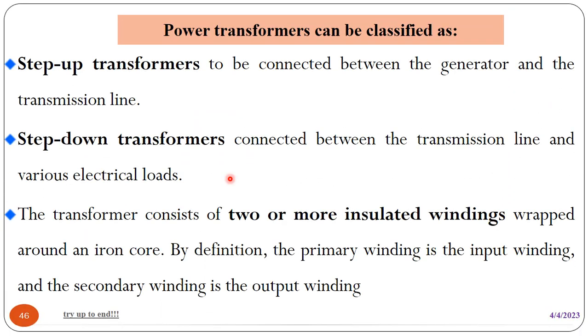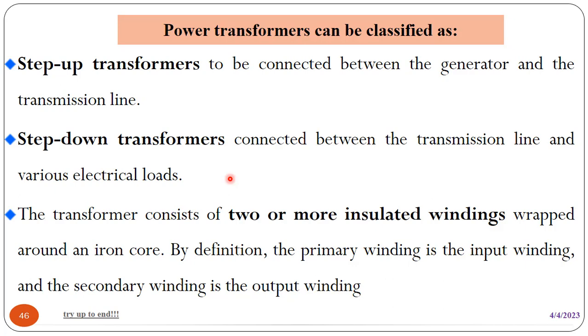The next one is power transformer, which can be classified as step up transformer and step down transformer. Step up transformer is connected between the generator and the transmission line. Step down transformer is connected between the transmission line and various electrical loads or users, because we step up to send power over long distances. The transformer consists of two or more insulated windings.